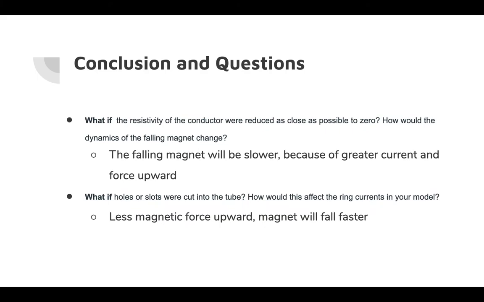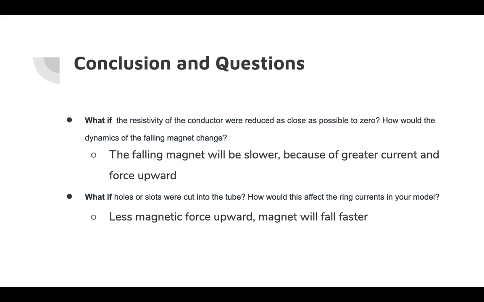Conclusions and questions. What if the resistivity of the conductor were reduced as close as possible to 0? How would the dynamics of the falling magnet change? So the falling magnet will be slower because there will be a greater current and a force upward.